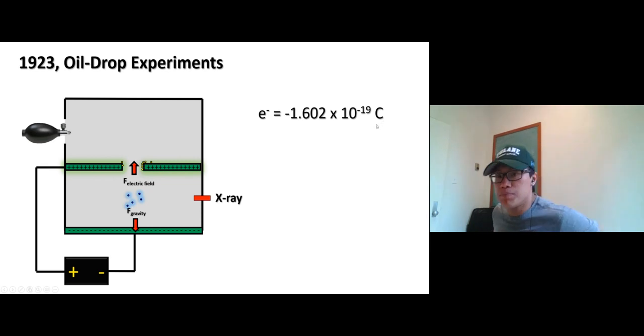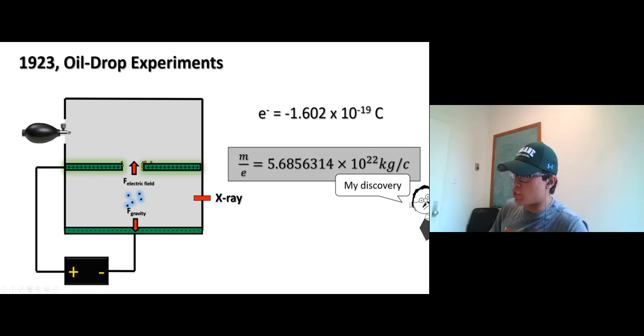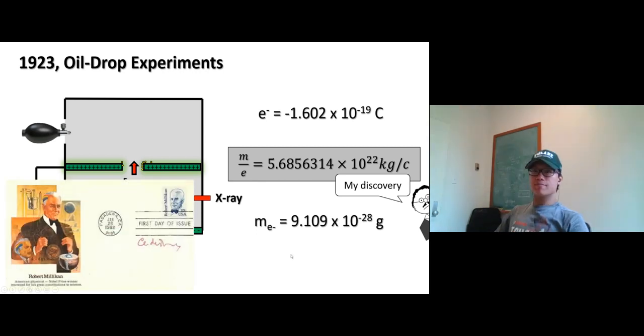Don't memorize that. I don't care. Okay? Don't memorize that. And with the mass per charge of J.J. Thomson, here, J.J. Thomson right here, so he got mass per charge. Plug in the charge of the electron in here, he can calculate the mass of the electron, which is 9.109 times 10 to the negative 28 grams. And Robert Millikan got a Nobel Prize on it. Here we go. Okay, that's a pretty cool experiment.